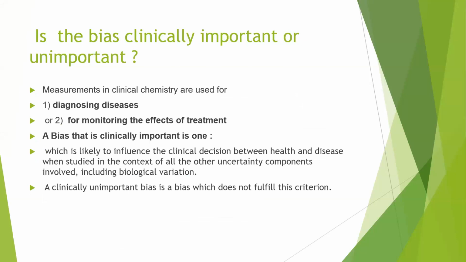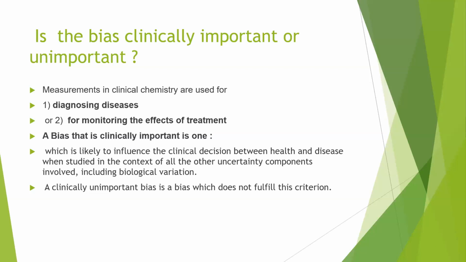Now, is the bias clinically important or unimportant? It's very important because measurements in clinical chemistry are used for decisions. I speak of clinical chemistry because I'm a biochemist, but this holds true for all disciplines in the laboratory, the same for hematology, the same for serology. Measurements in the laboratory are used for diagnosing diseases or for monitoring the effects of treatment.